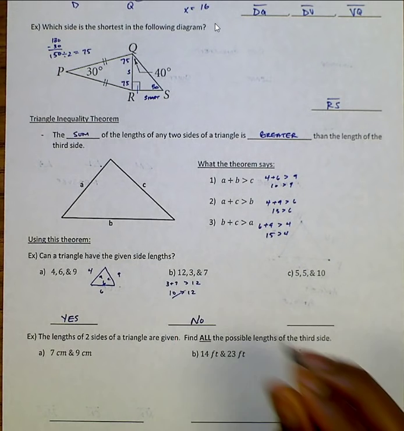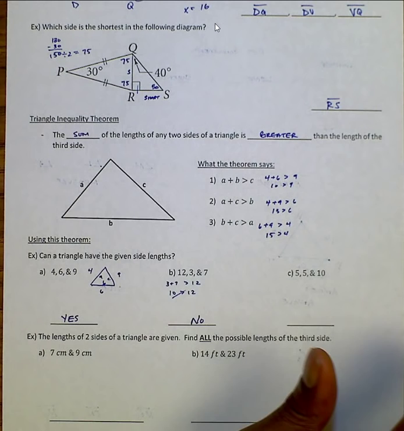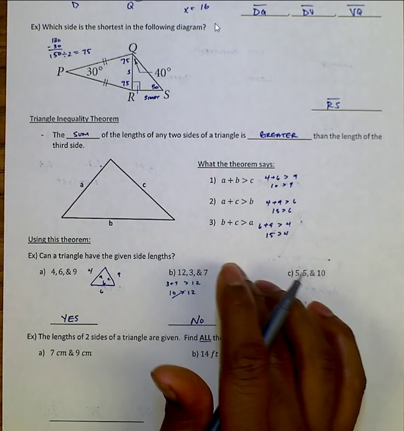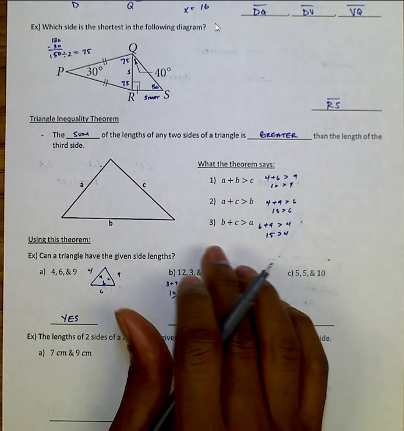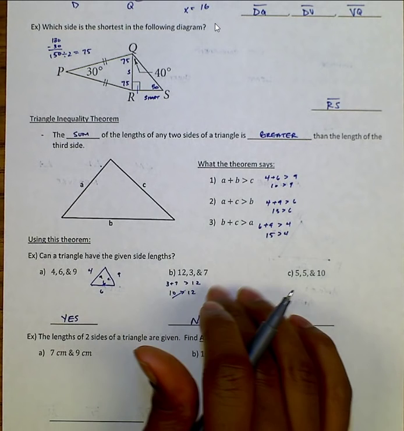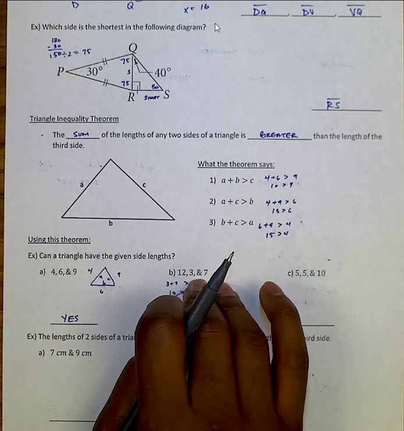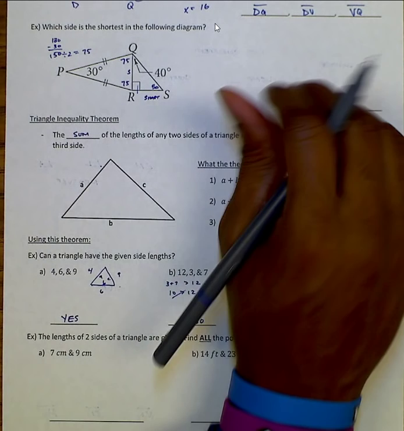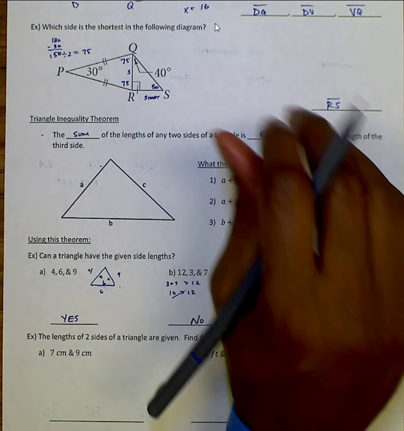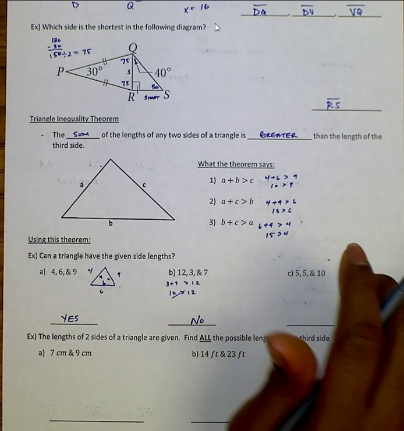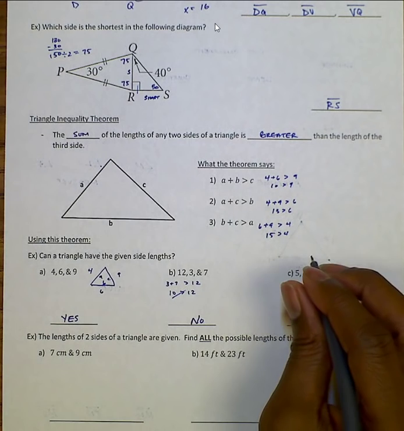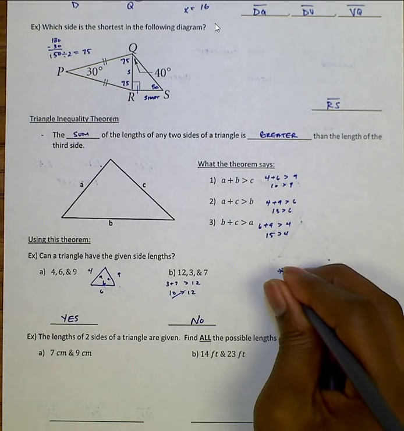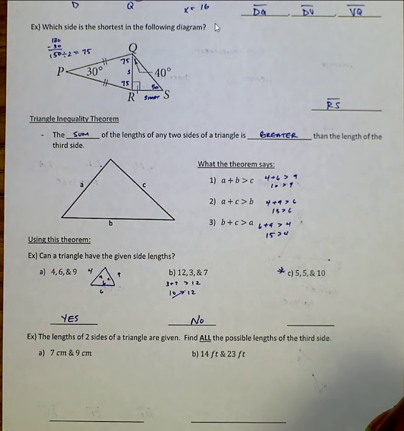So as soon as you find one that doesn't work, you're done. Okay, and we don't have to do 12 plus 3 is greater than 7, 12 plus 7 is greater than 3, and waste our time with those other inequalities. Take the two smaller sides. If that's greater than the third side, then it works out. Okay. All right. Next, we are looking at C. You try that out. See if it works out. We'll talk about it in class tomorrow.